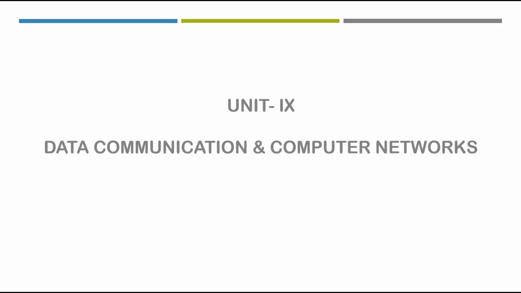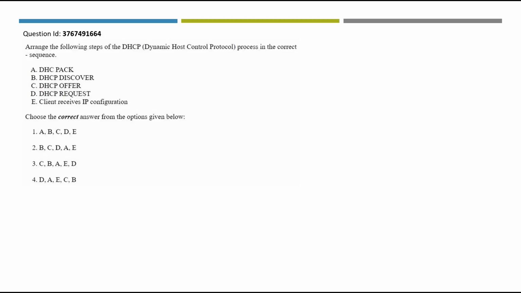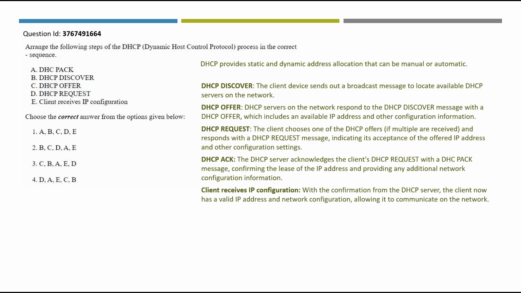Let's solve Unit 9 Data Communication and Computer Networks questions. Arrange the following steps of the DHCP Dynamic Host Control Protocol process in the correct sequence. DHCP provides static and dynamic address allocation that can be manual or automatic. And let's see the process now.